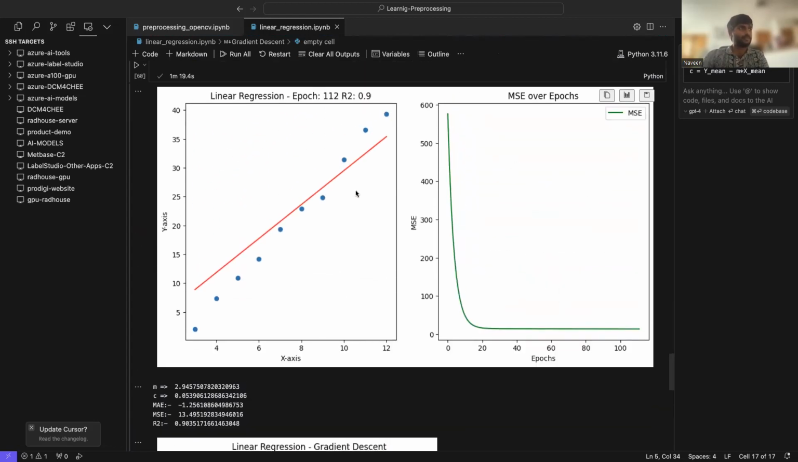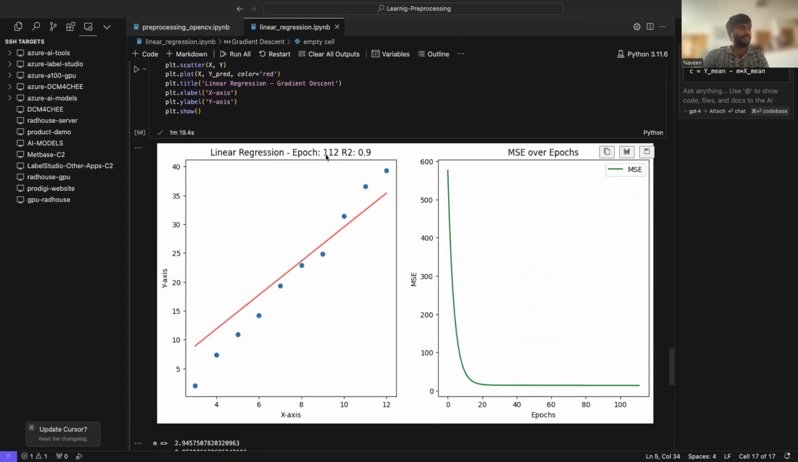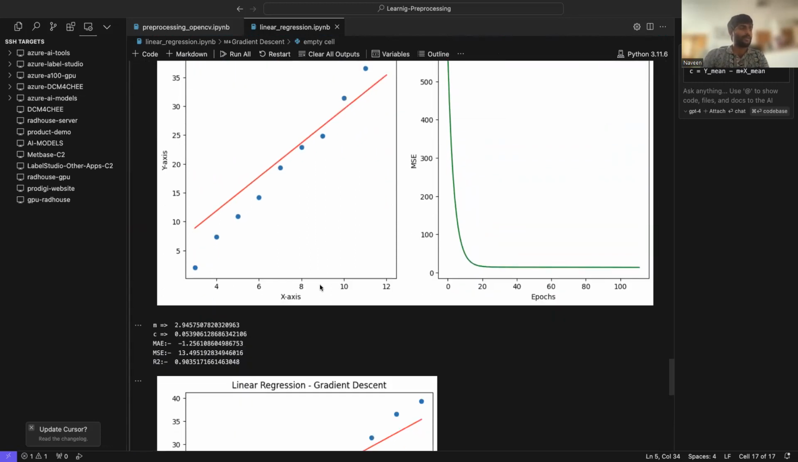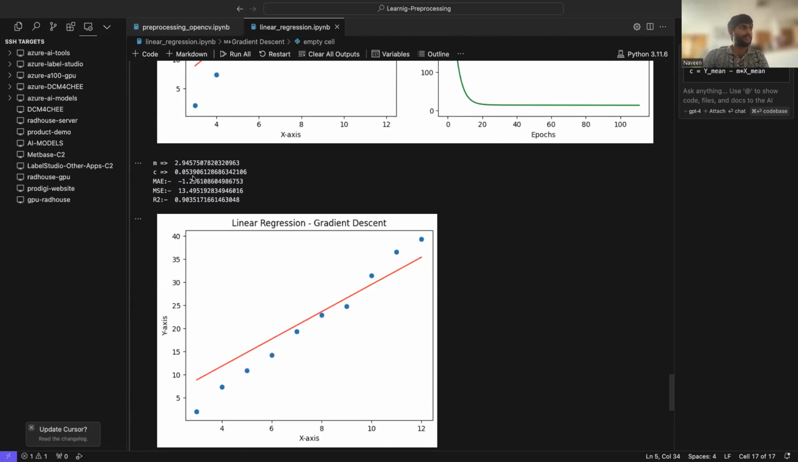Yeah, it got stopped. At the 1112th epoch it got stopped, and my R square is around 0.9. And this is my final equation. Here is my M value, here is my C value, and here is the absolute error, here is the squared error. Wonderful.